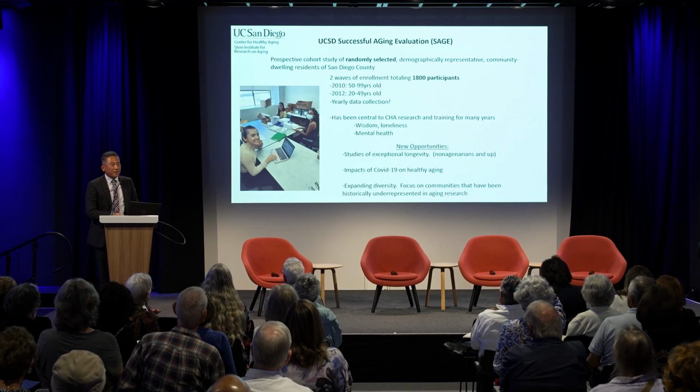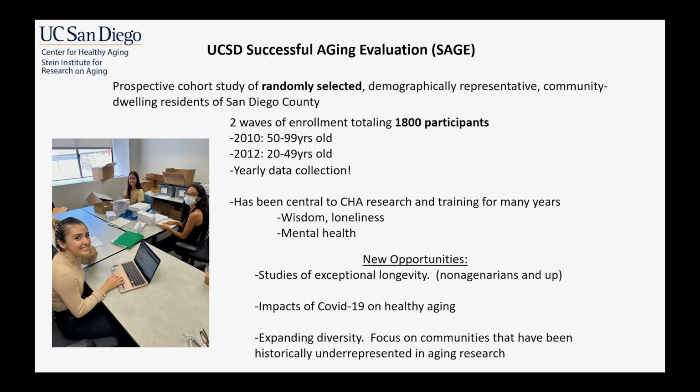Now, I see a lot of new opportunities for the SAGE study. So I think there's opportunities to study exceptional longevity. As you can imagine, we have a lot of nonagenarians in this cohort now. We also have an opportunity now to look at the impacts of COVID-19 on healthy aging. So this is something we're looking at. And also, we're interested in expanding the diversity of this cohort, acknowledging that San Diego is a diverse place. So we're focusing in on communities that have been historically underrepresented in research. So these are the things that we're really looking forward to doing in the upcoming year.